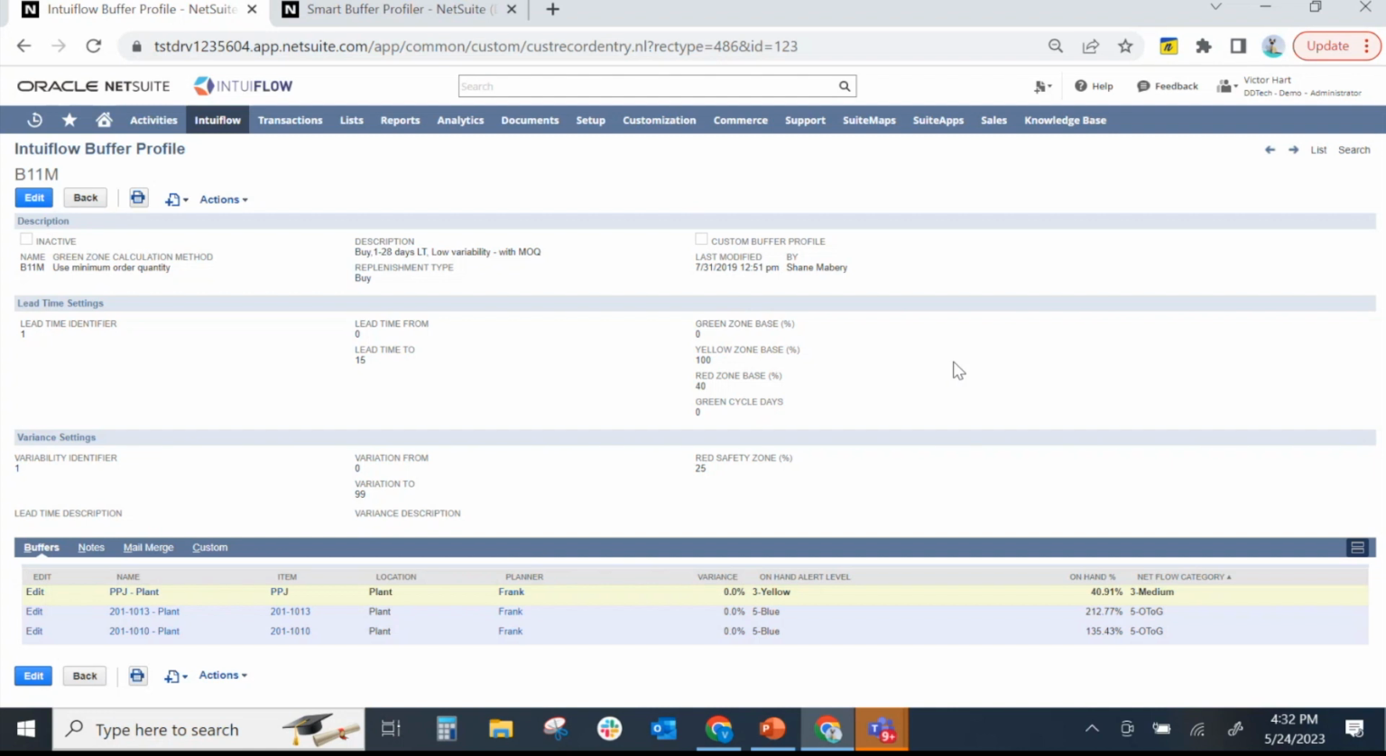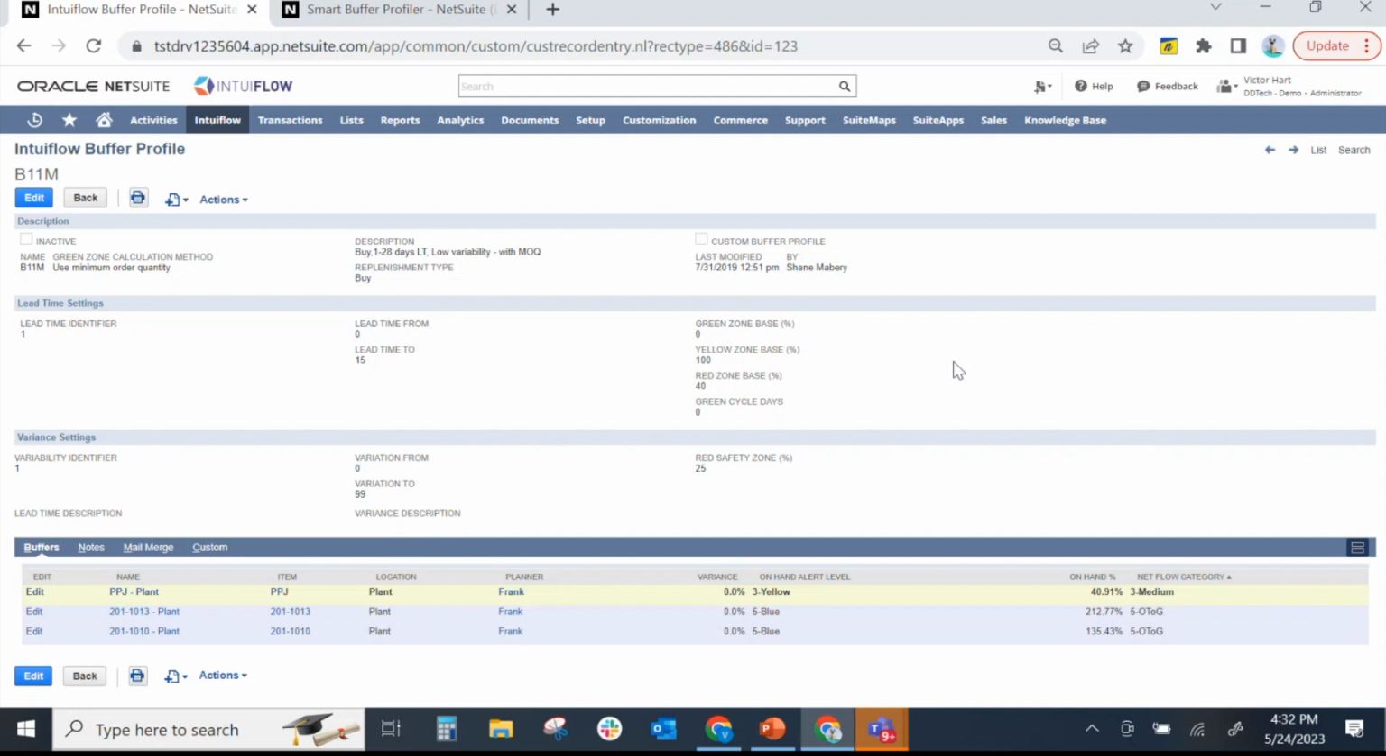Or vice versa. All of a sudden, a part that's been a steady runner starts to see a volatile demand pattern coming into its history, and its variance goes up. You run Smart Buffer Profiler, and instead of, let's say, a B11, maybe it'll move up to a B13, and maybe in another 3 months, it'll move up to a B15. What that does is slowly over time step up your red zone safety factor to accommodate that change in growth and variance.